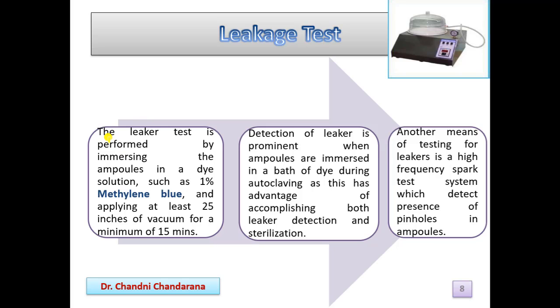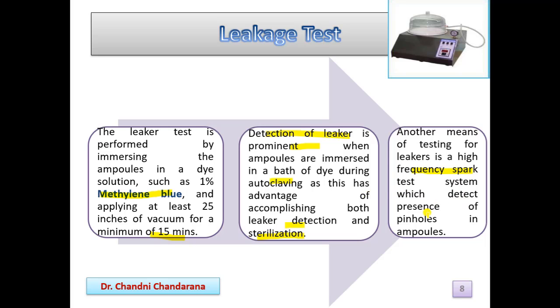How can we perform it? This test is performed by immersing the ampules in a dye solution to check whether leakage is there or not. We immerse the ampules in a dye solution such as 1% methylene blue and apply at least 25 inches of vacuum for a minimum of 15 minutes. Detection of leakers is prominent when ampules are immersed in a bath of dye during autoclaving. We can autoclave them, as this has the advantage of accomplishing both leaker detection as well as sterilization. It is a high frequency spark test.